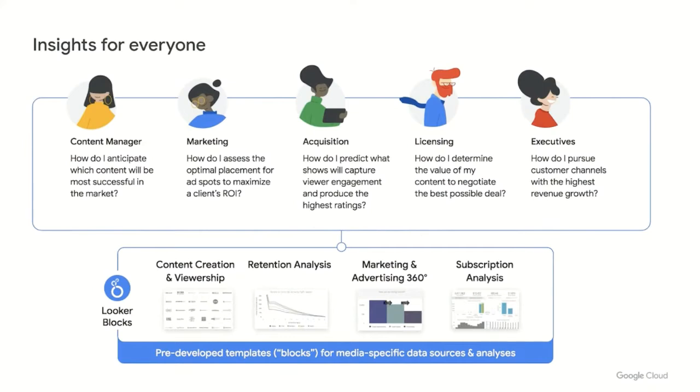Another important thing that we want to point out here is the notion of Looker blocks, which are pre-developed data templates or data models for specific types of analysis or data sources that you might be leveraging. Specific to the media space, this could be content creation and viewership or event analysis. This could be focused on retention analysis. It also could be focused on marketing and advertising, or understanding subscriptions and how transactions are actually proliferating through the different systems. The idea here is really to decrease that time to value and start to serve all of those different user types that we've begun discussing.